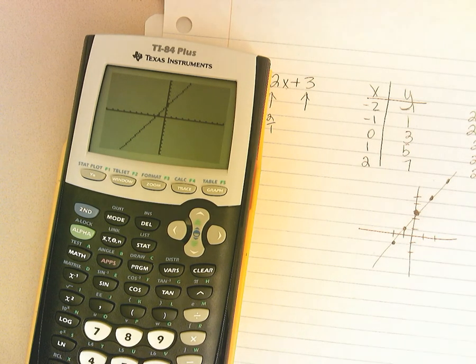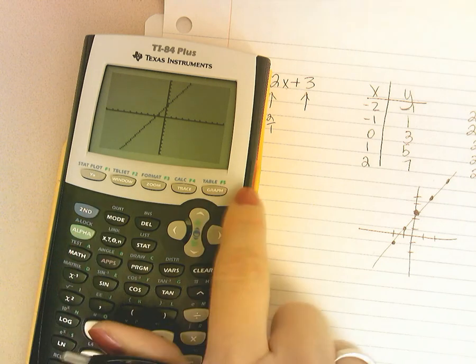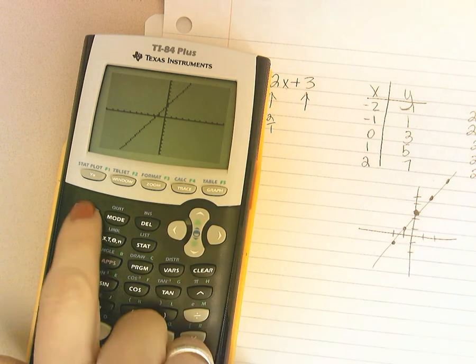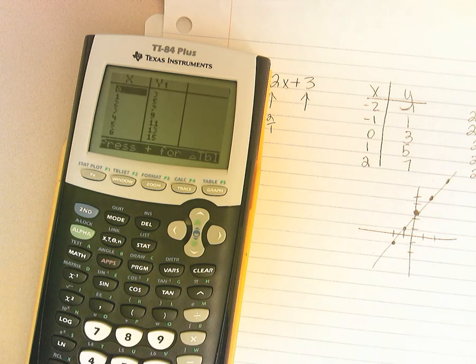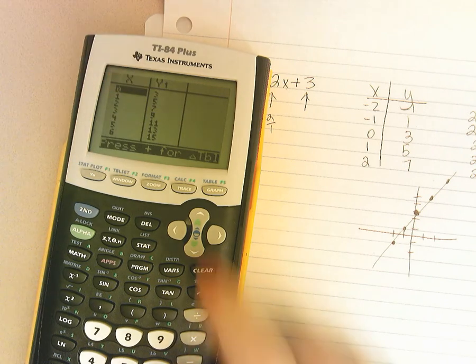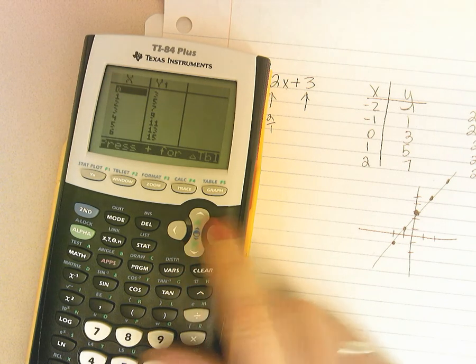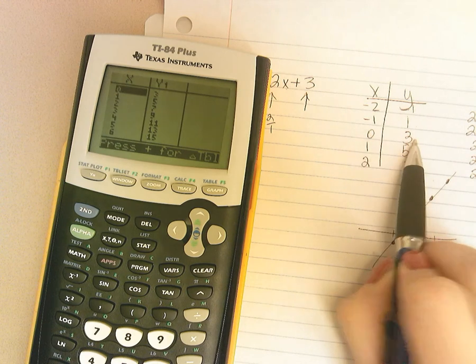It also shows you the data that created that line. Instead of choosing graph right above it, you see the word table. I can choose second table, and look at this. Here are my x and y values. When x is 0, y is 3. I knew that.